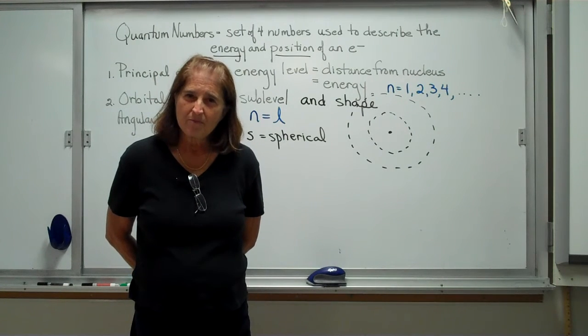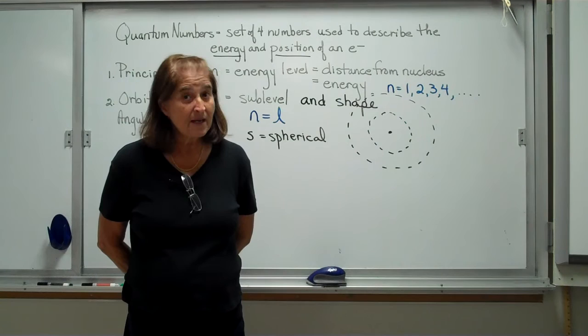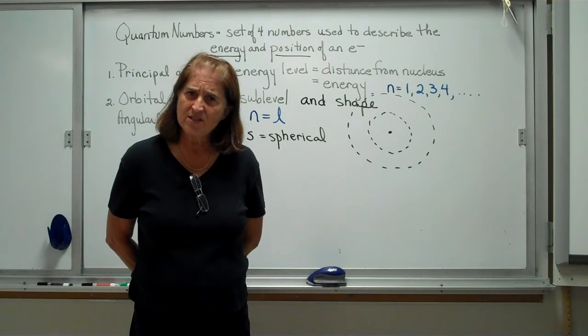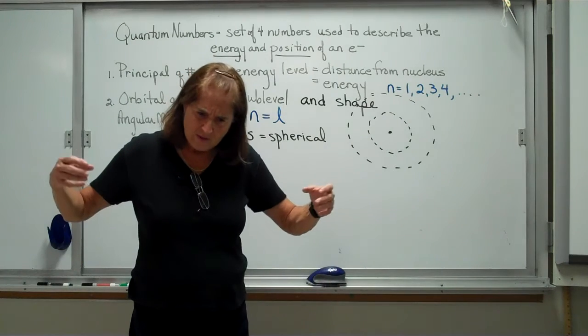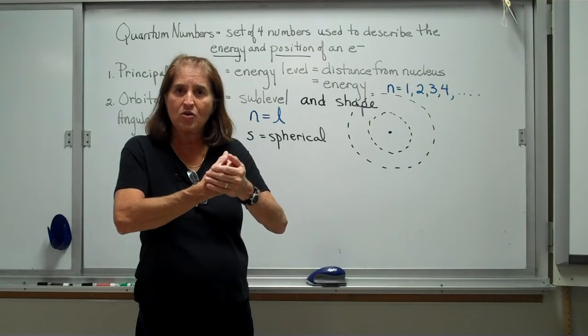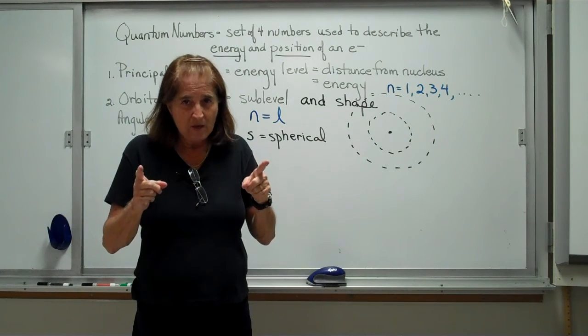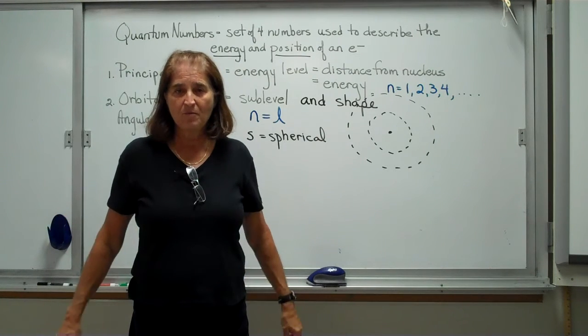Rutherford had a problem. He knew that there's electrons and a positively charged nucleus. Well, opposite charges attract. So why don't those electrons come crashing into the nucleus and the atom implodes? Niels Bohr gives him an answer.